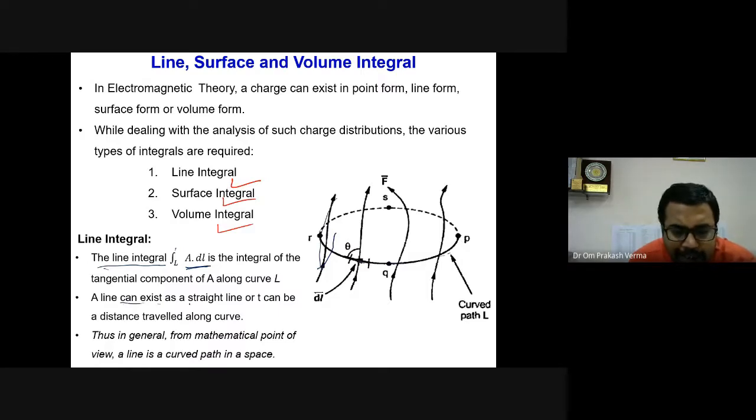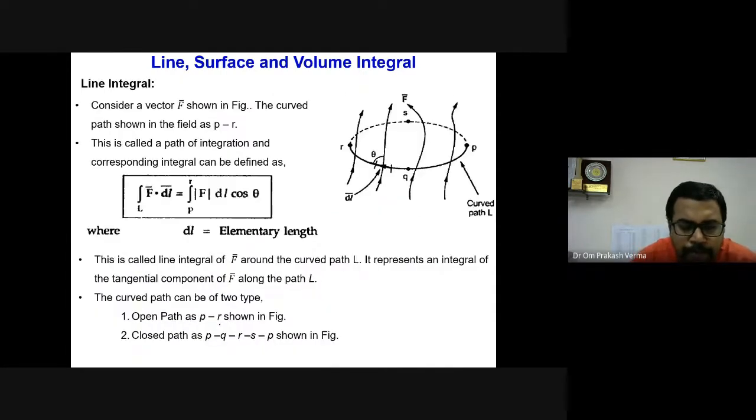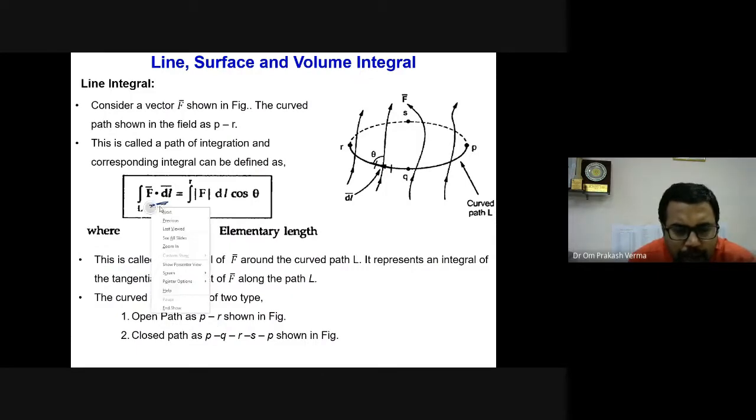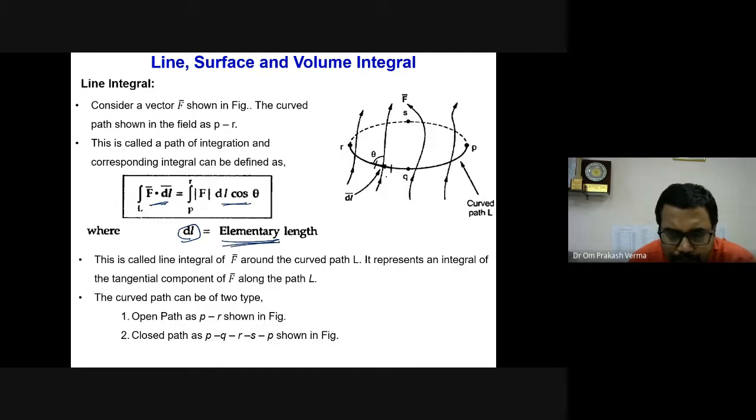A line can exist as a straight line, or it can be the distance traveled along the curve. Thus, in general, from a mathematical point of view, a line is a curved path in space, right? So how is it defined? It is defined like F dot dl, which is nothing but F dl cos theta. What is dl? dl is the elementary length.